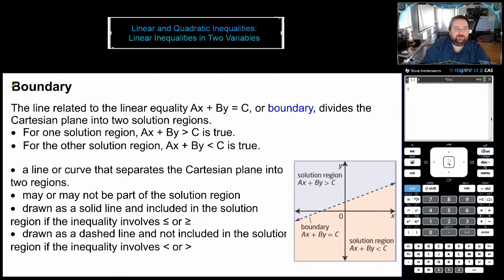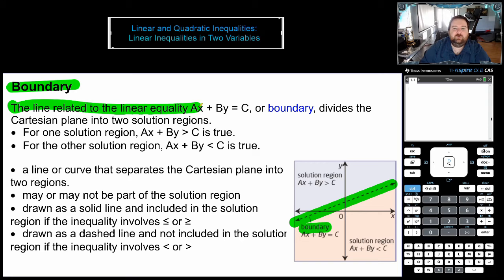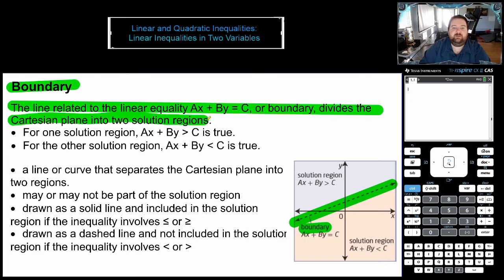Another word you're going to hear me saying a lot today is boundary. The boundary, as you can see here, is the line that's created when you graph your inequality. So it's the line that's related to your linear inequality. And this line obviously divides your Cartesian plane into two sides: side 1 above it and side 2 below it.